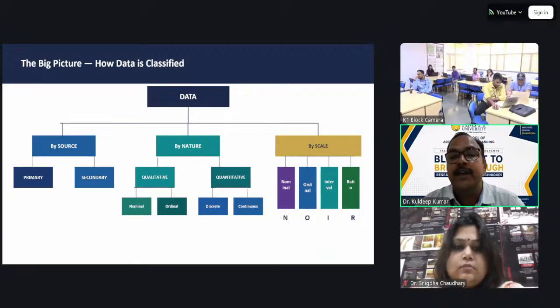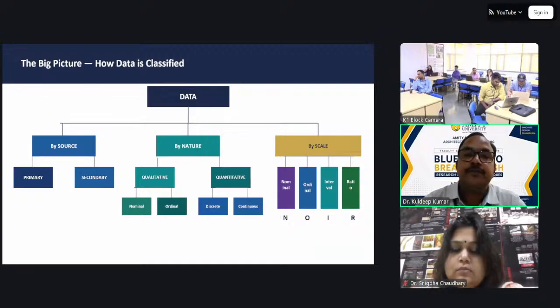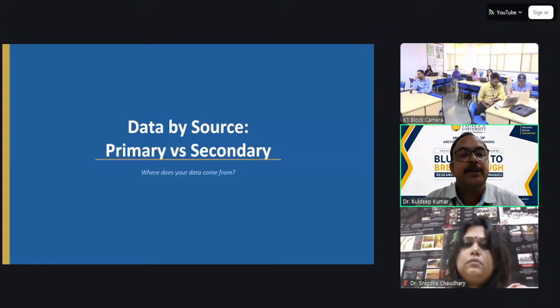Third is by scale. That means measurement scale, how precisely it can be measured. This was developed way back in 1946 by Stevens, a framework called NOIR, N-O-I-R: nominal, ordinal, interval, ratio. Let's see each of it. So first is data by source.